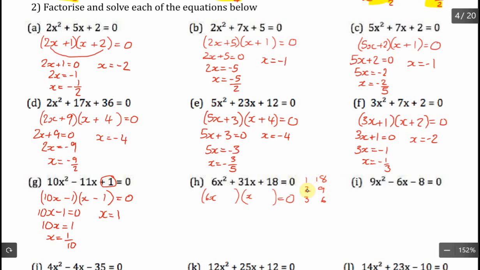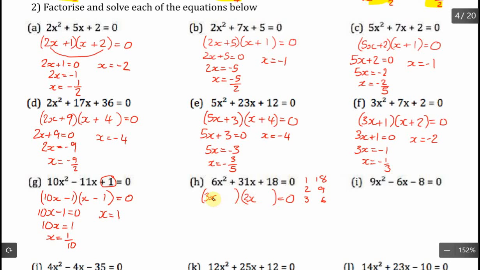Times 2 by 6, that would be 12, plus 9 is not going to give me 31. 3 times 6 would be 18, plus 6 would be 24, so it's not going to be that one. 6 times 6 would be 36, and I can't take away 3 to get 31, so it's not this pair, basically. So the other option was that it was 3x and 2x that times together to make 6x squared.